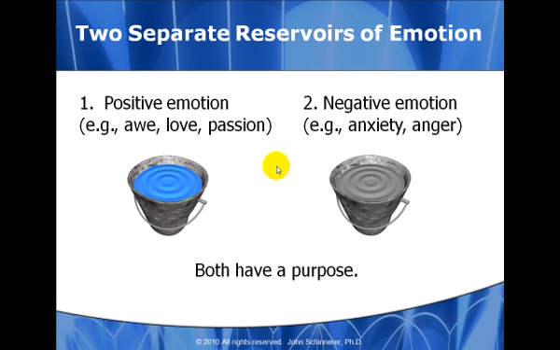Number one, both positive and negative emotions have a purpose, which we knew the purpose of negative emotions on an evolutionary scale. We didn't have a clue what the purpose of positive emotions were until about 5 or 6 years ago, thanks to the work largely of Barbara Fredrickson at UNC Chapel Hill.